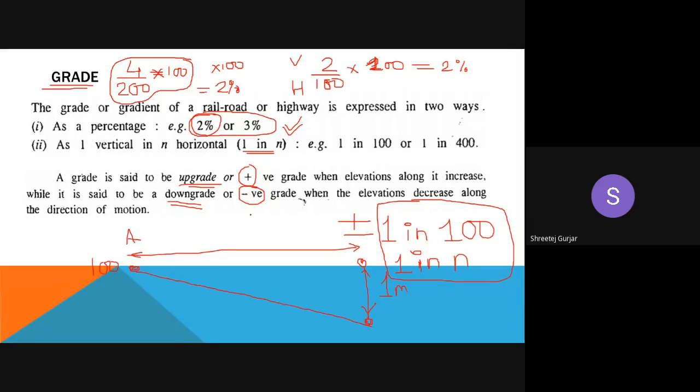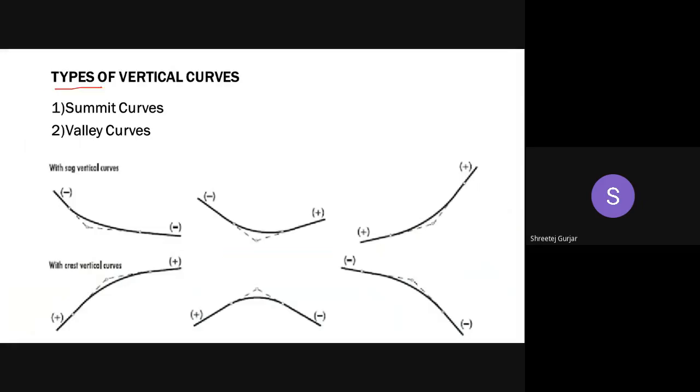Moving to the next thing, the types of vertical curves. Mainly they can be categorized as valley curves and summit curves. So what is a valley? A valley is like this, wherein two mountains are meeting at a bottom part. When you provide a curve over here, it is a valley curve, joining these two slopes.